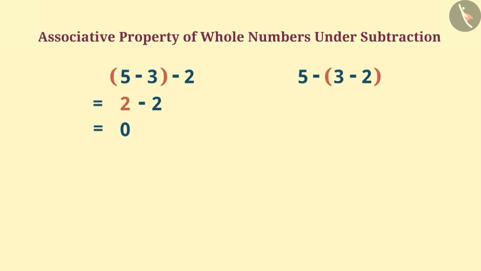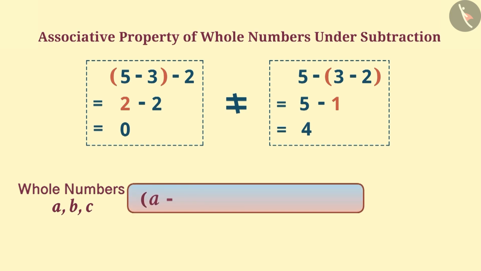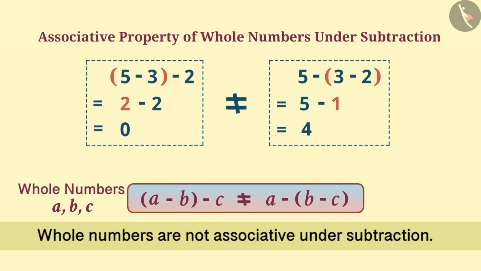However, if we group the numbers in this way, then the answer will be 4. The results in both cases are different. Note, only in this case, subtracting any 3 whole numbers A, B, C by making different groups results in different results. This means (A minus B) minus C and A minus (B minus C) are not equal. That is why whole numbers are not associative under subtraction.